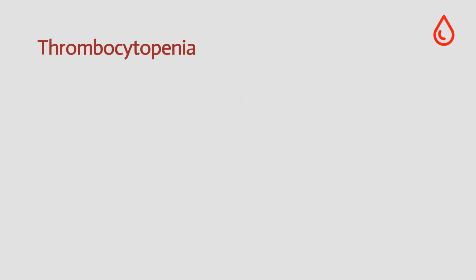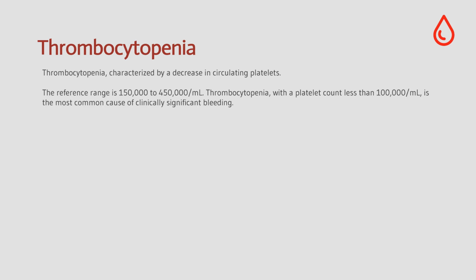Now, let's focus on thrombocytopenia, characterized by a decrease in circulating platelets. The reference range is 150,000 to 450,000 per milliliter. Thrombocytopenia, with a platelet count less than 100,000 per milliliter, is the most common cause of clinically significant bleeding. It's crucial to differentiate true thrombocytopenia from artifacts caused by platelet clumping or satellitosis.